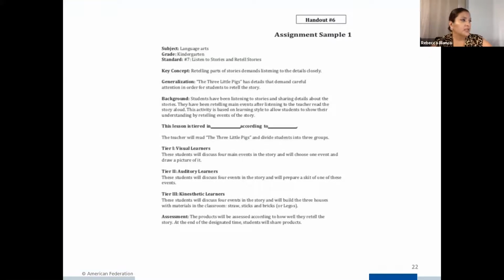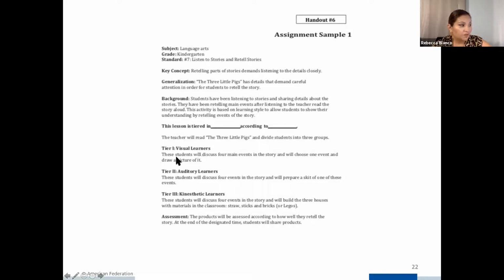Okay, here's the next one. We have a language arts assignment. This is kindergarten. And so let's take a look here. They do not give us the answer. So the key concept is retelling parts of stories demands listening to the details closely. Okay, tier 1, look at what they have here.